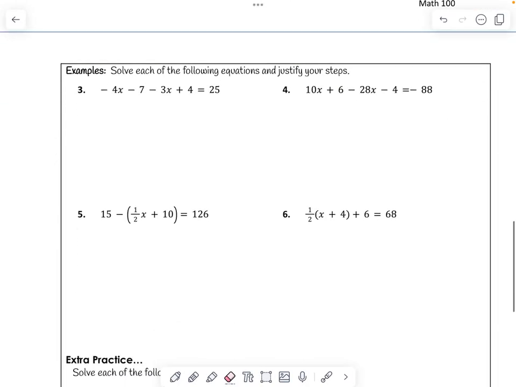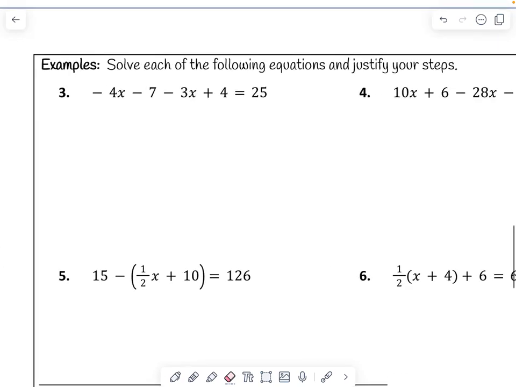All right, so in this video, I'm going to do a couple more examples for you. So if you look at number 3, you can see that there are no parentheses, but I can still follow these steps. D, C, D, and S. All right, well, no distributive, but then I would go to combine like terms.